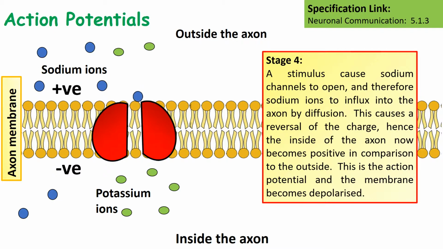A stimulus causes sodium channels to open and therefore sodium to influx into the axon by diffusion. This causes a reversal of the charge. Hence, the inside of the axon now becomes positive in comparison to the outside. This is the action potential, and the membrane becomes depolarized.